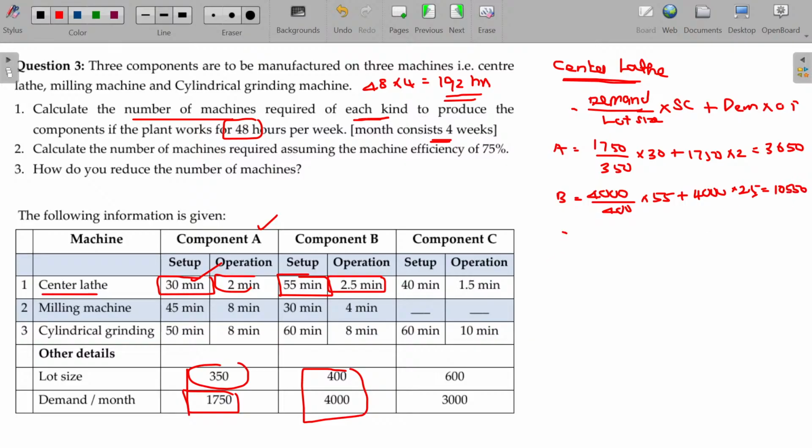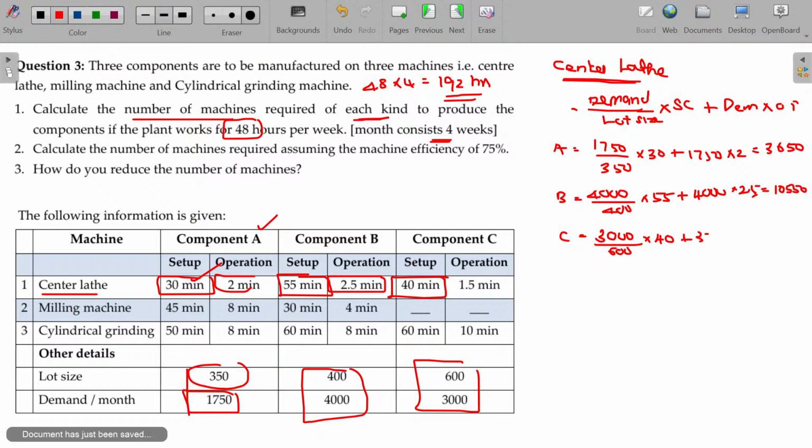10,550. Similarly, go for C. 3000 divided by 600 into setup time being 40, plus 3000 units multiplied by 1.5 per unit. 2000, 4700. What is the total time requirement? 8900 minutes.